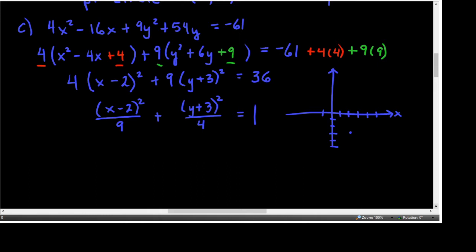All right, so from the center at 2, negative 3, I'm going to use the x radius of 3, which will take me 3 to the right and 3 to the left. And the y radius is 2, so it'll take me up 2 and down 2. And then draw an elliptical shape through those 4 points. All right.